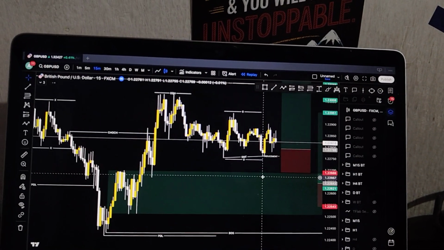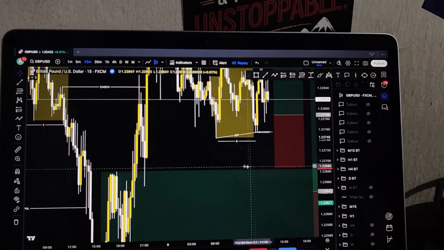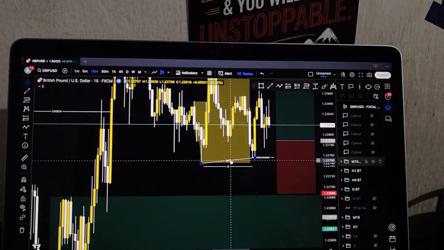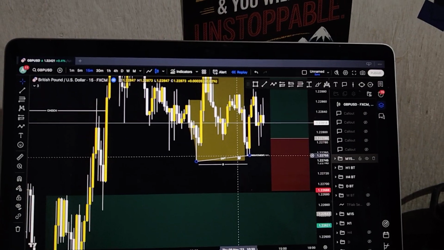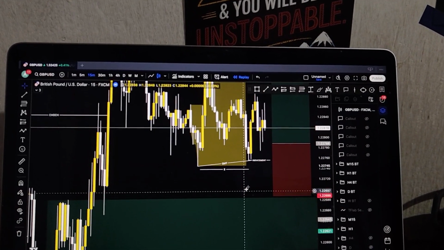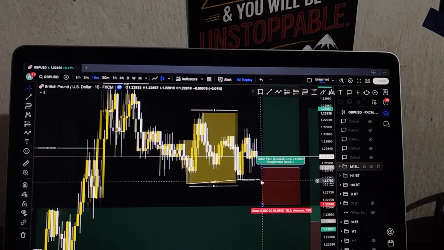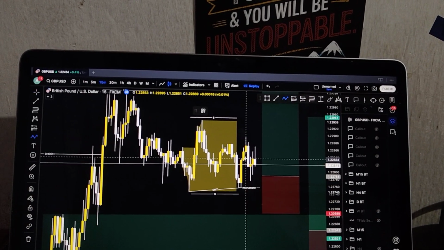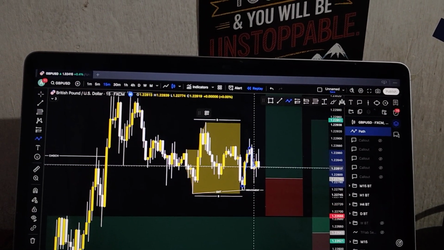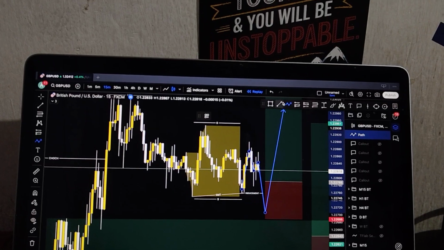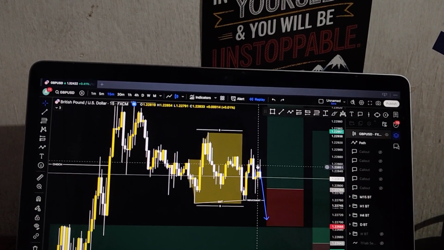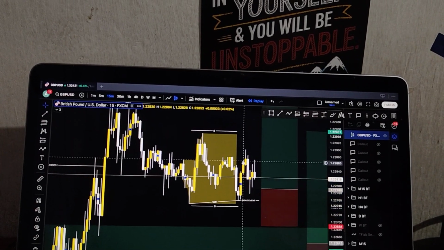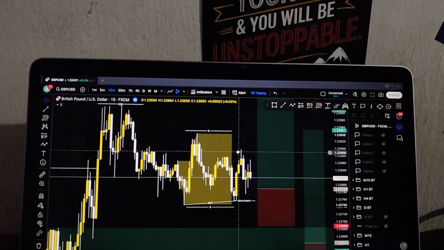GBP/USD, GU, didn't sweep the Asian low, so that's called SMT right there. GU didn't sweep the Asian low, and DXY has swept the Asian high. So with our bias being bullish, what does that indicate? The market doesn't need to go and sweep the low to make the high. That's what I was thinking, because that would be my anticipation with the bias.